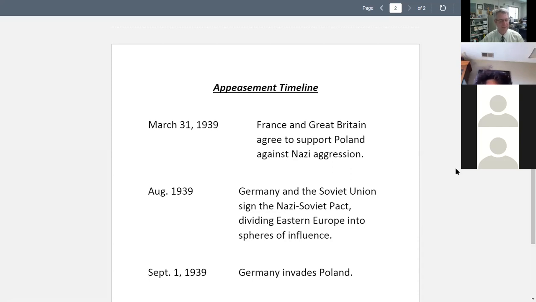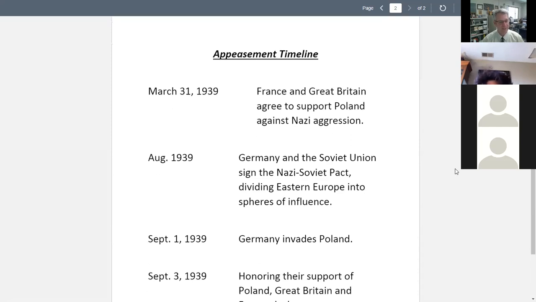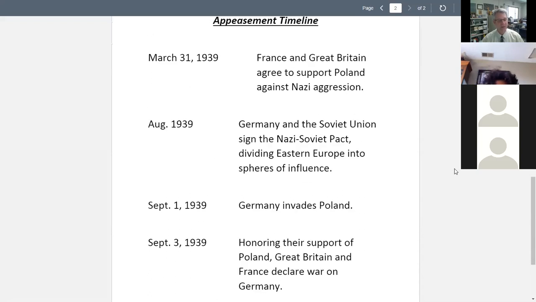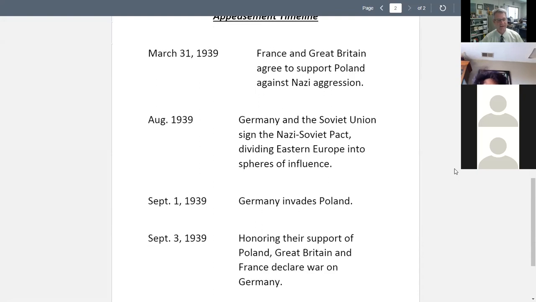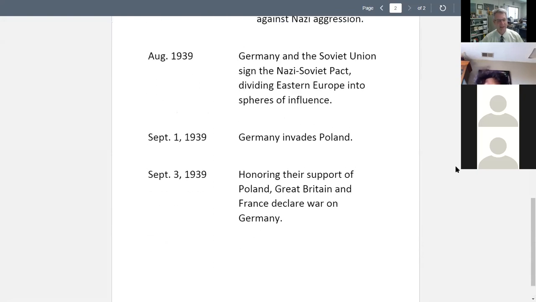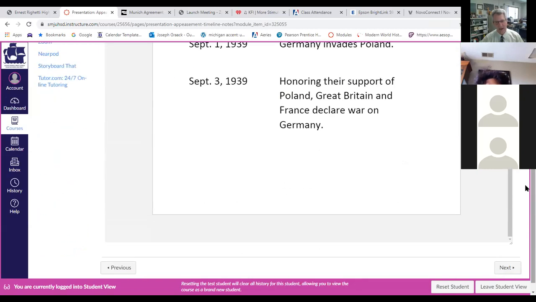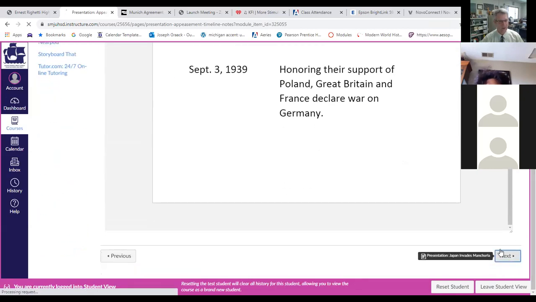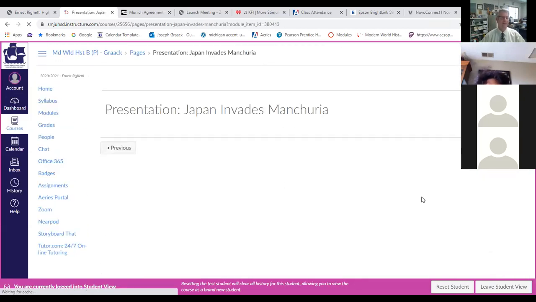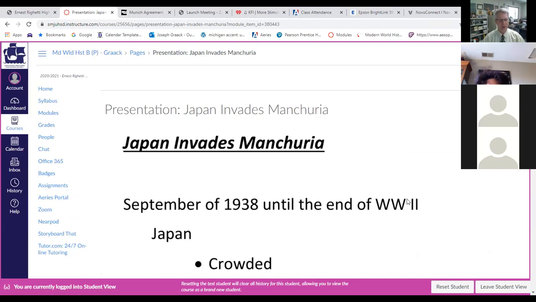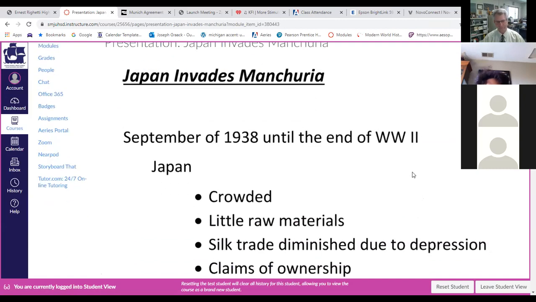September 1st of 1939, you're going to have the start of World War II as Germany invades Poland. 2 days later, Great Britain and France declare war on Germany, and you have the Second World War that comes that quickly after that situation. So it escalates very quickly from that. Chamberlain tried to avoid that war.